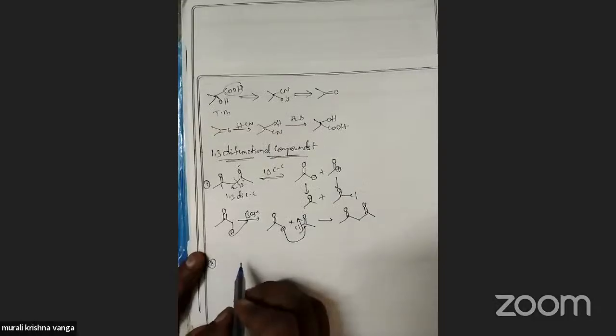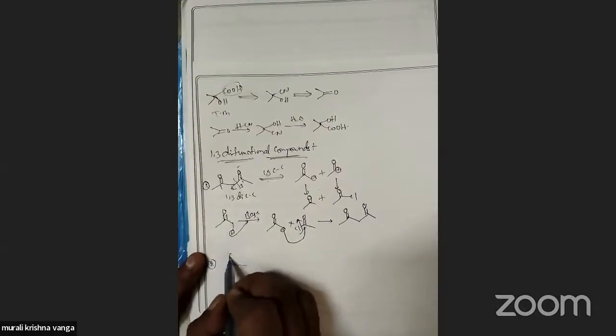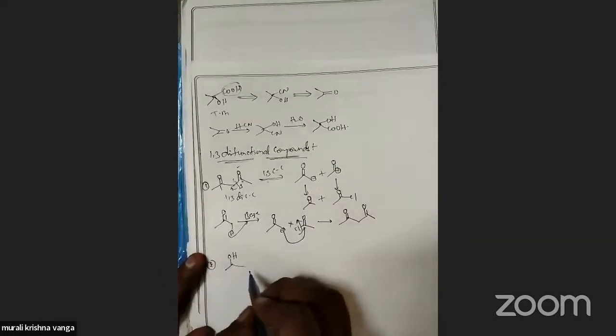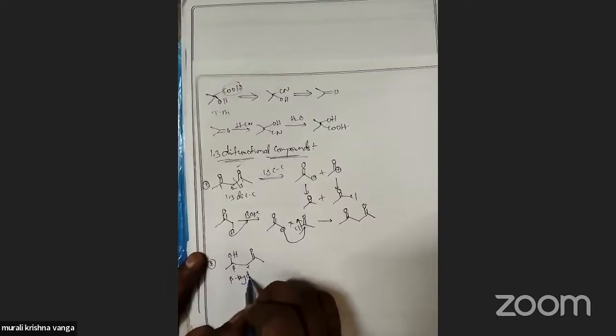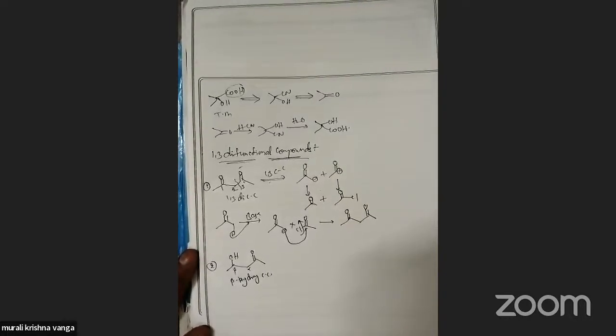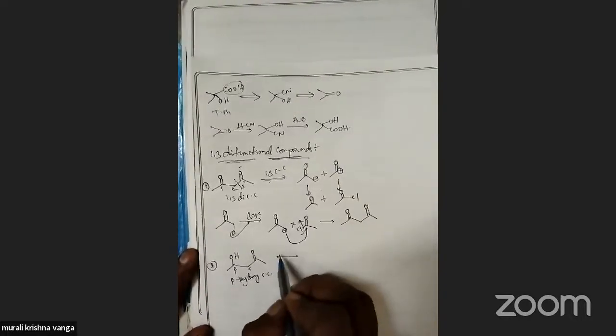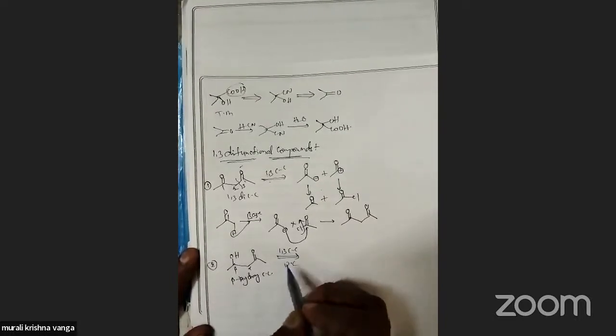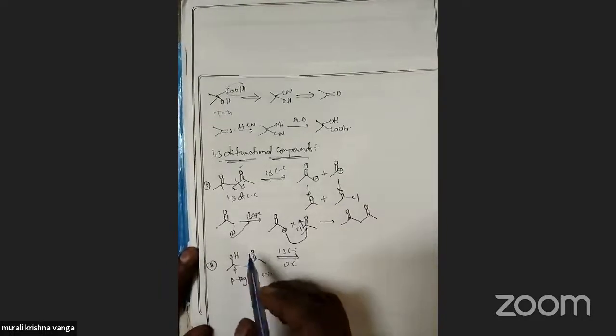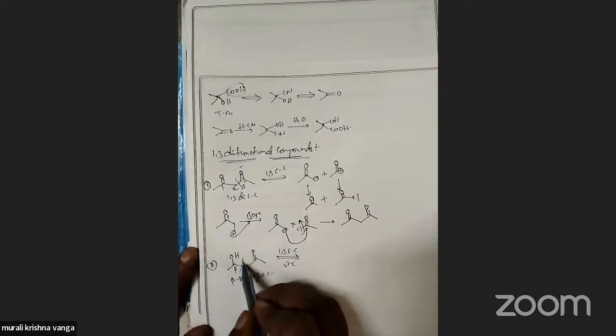Beta hydroxycarbonyl compounds. Beta hydroxycarbonyl compounds undergo 1,3-CC disconnection. The bond disconnection takes place here.